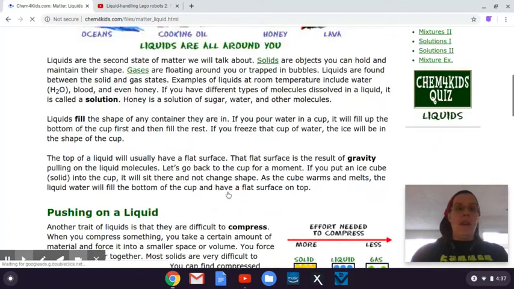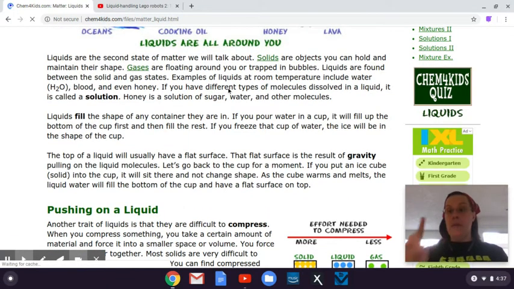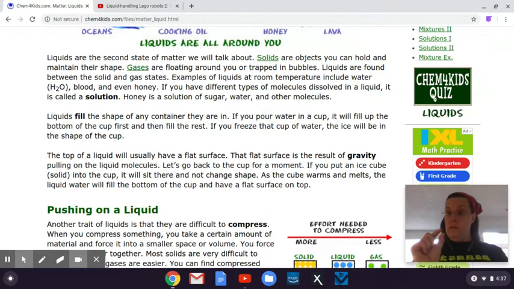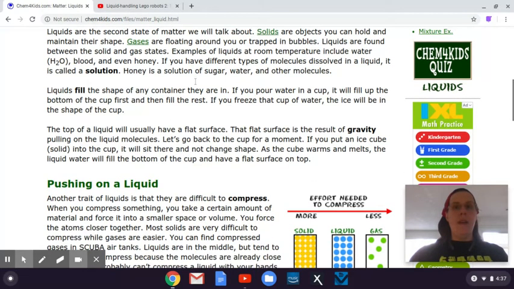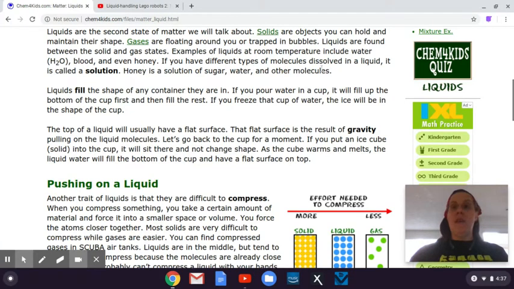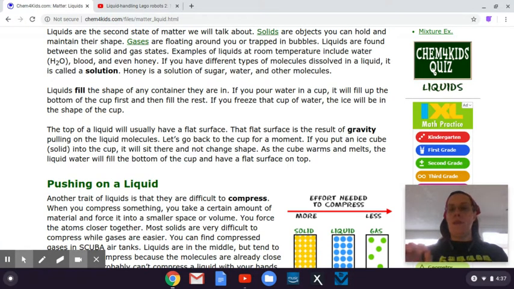All right, now about the liquid lab. This is the last little bit of education you need before we get this lab started. Liquids are a second state of matter we will talk about. Okay, the solids can maintain their shape. We've already talked about that as well. If you have different types of molecules dissolved in a liquid, it is called a solution. That is what we're looking at this week with the lab for the liquid lab robot.